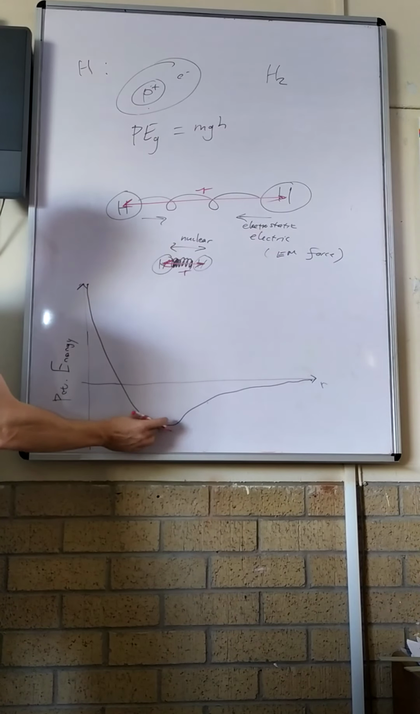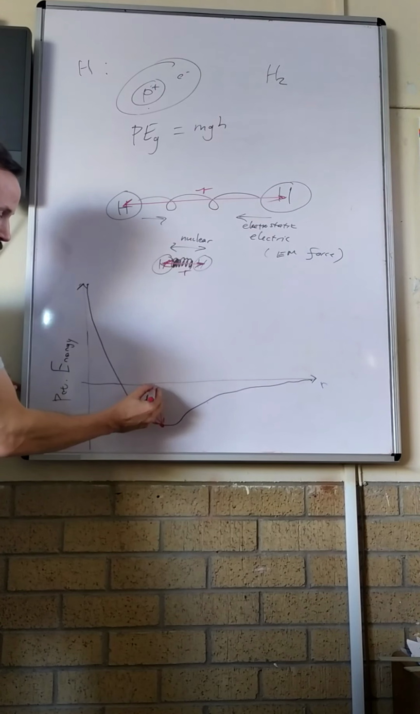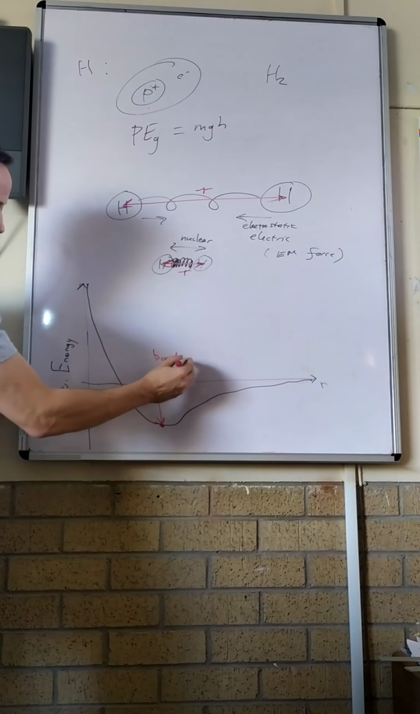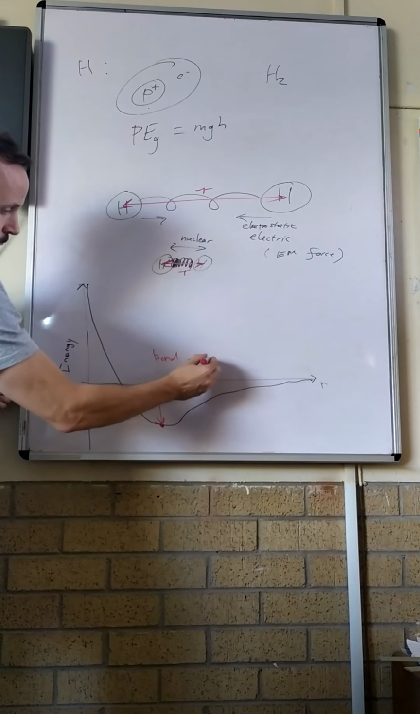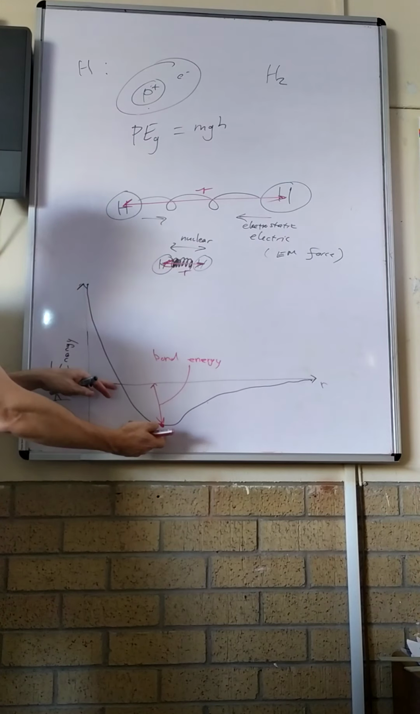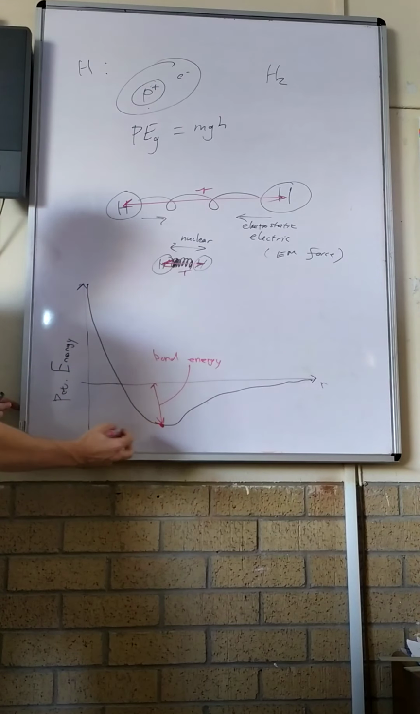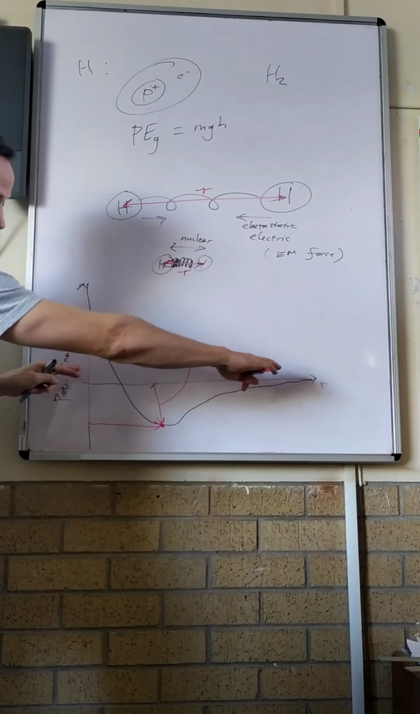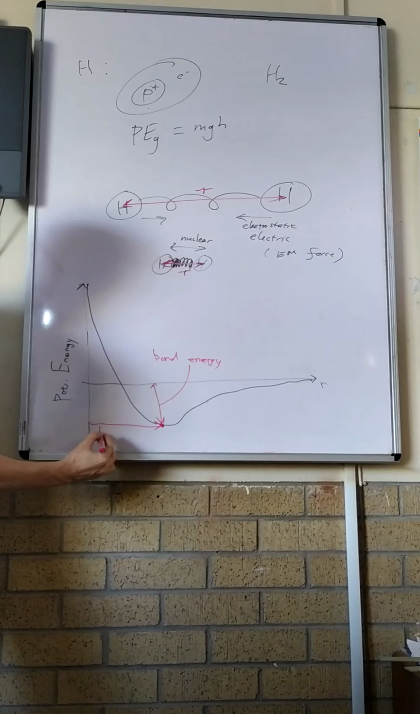Now, we have to learn some labels for this. At the sweet spot, there's some labels. The depth of the sweet spot is called the bond energy. Right? That's the depth of the sweet spot. From the x-axis to the dip, that's the bond energy. The radius of the sweet spot, you see the radius is the x thing? The radius of the sweet spot is called the bond length. Correct.